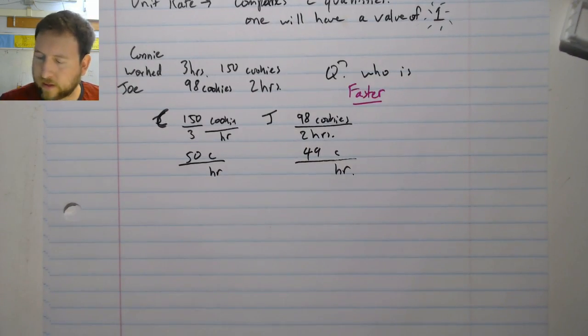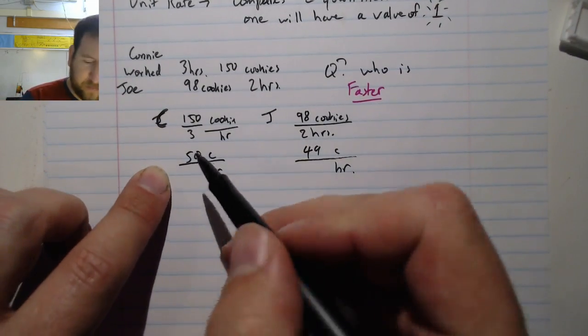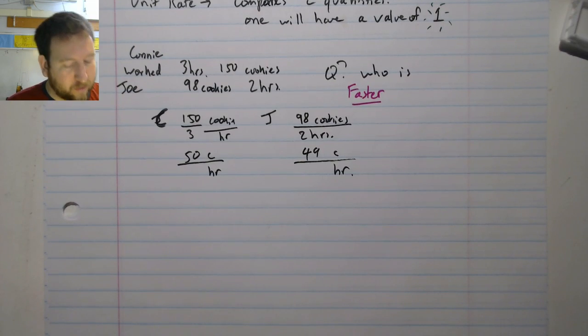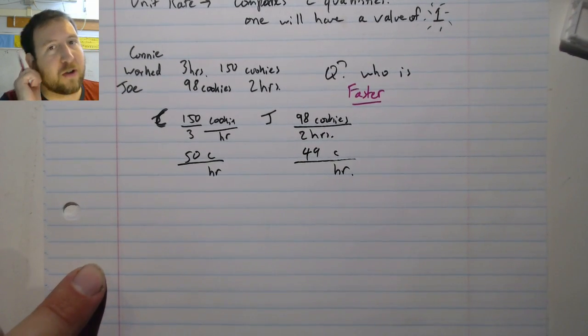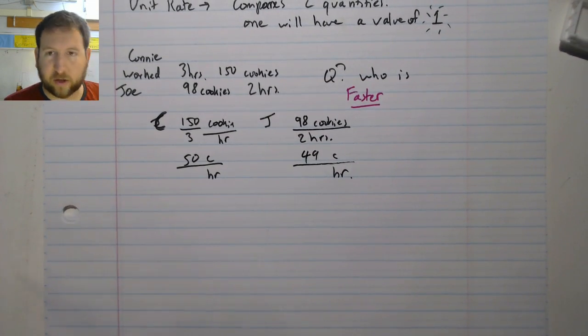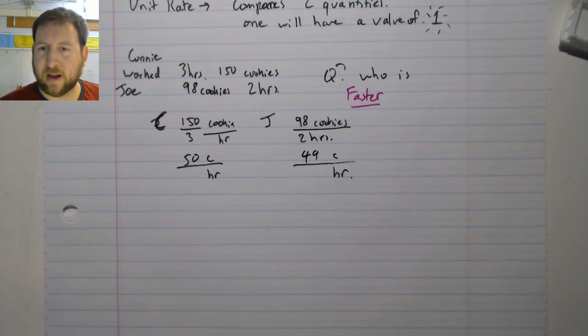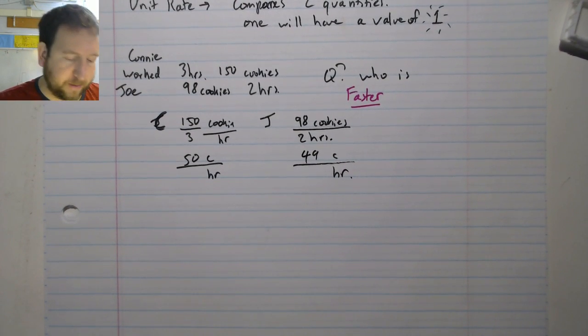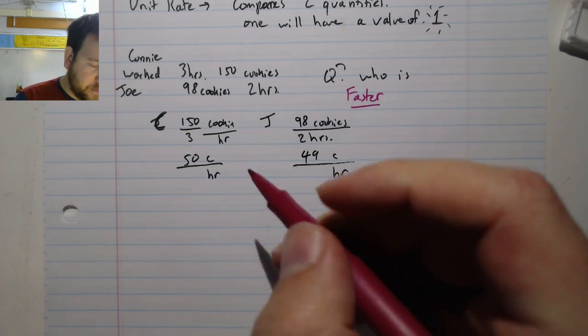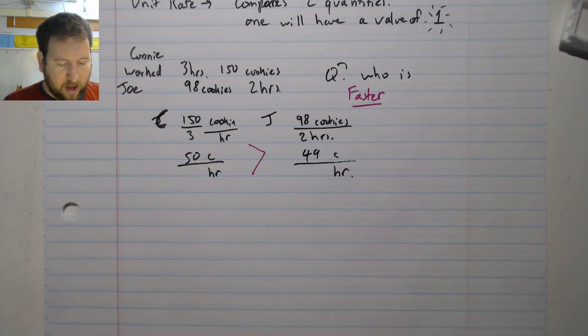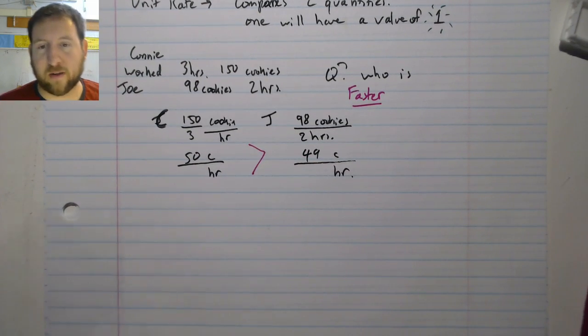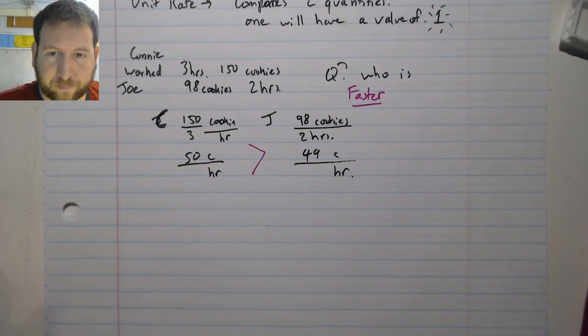So it looks like Connie is faster, but not by a lot. Only one more cookie in an hour. I think Joe could probably work a little harder and decorate some more cookies, I bet, in his spare time. And he could definitely catch up with Connie. So I can see that here, 50 cookies an hour is much bigger than 49. Well, okay, not much bigger, but it's definitely bigger.